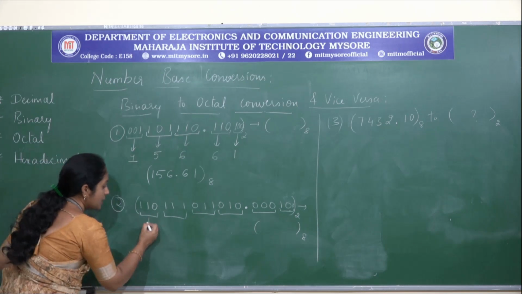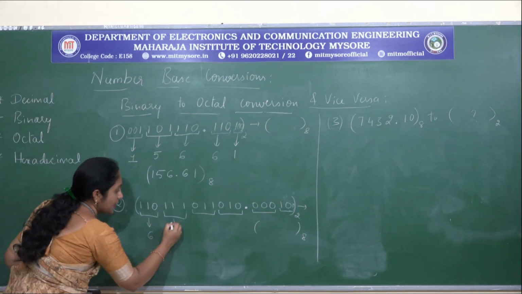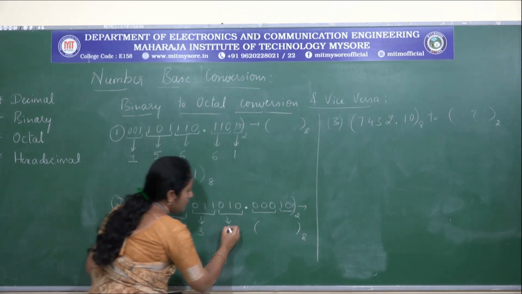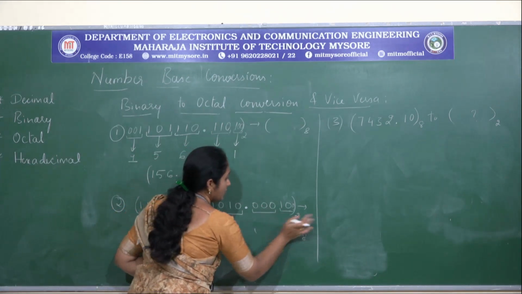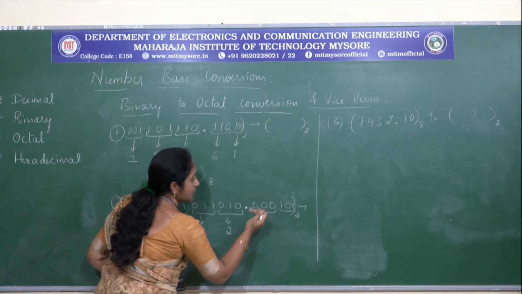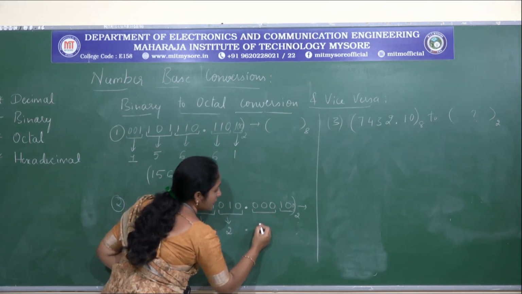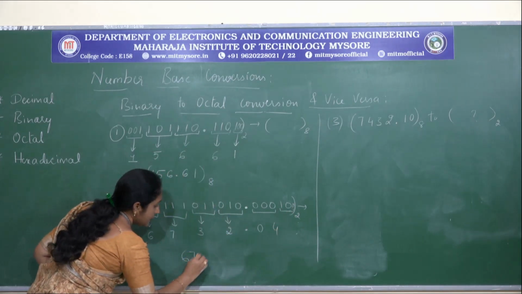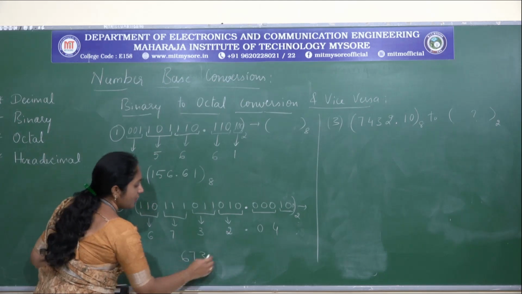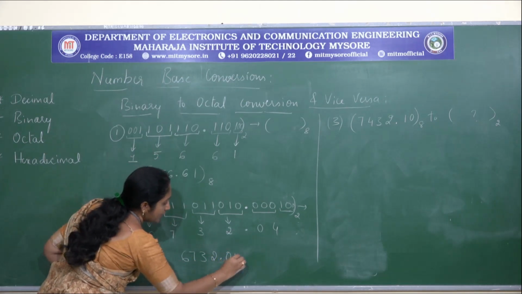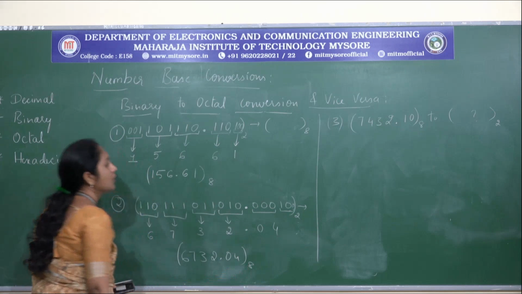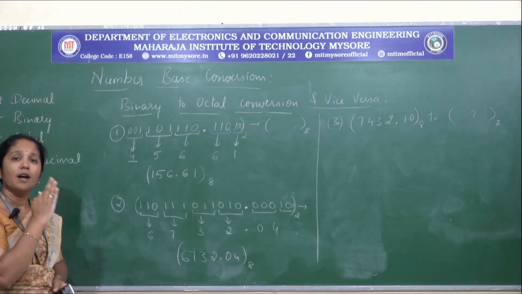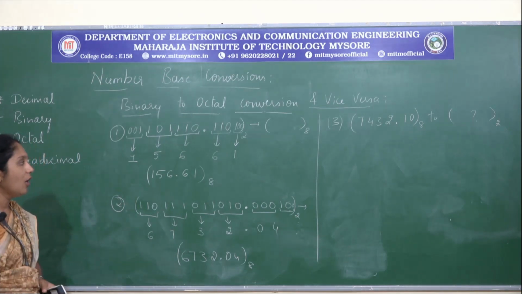Now let us write the equivalent. This is 6, 7, 3, 2. Here, after the point, 0 1 0 0 is 4. So its equivalent is 6 7 3 2 dot 0 4. So this is how we convert from binary to octal.